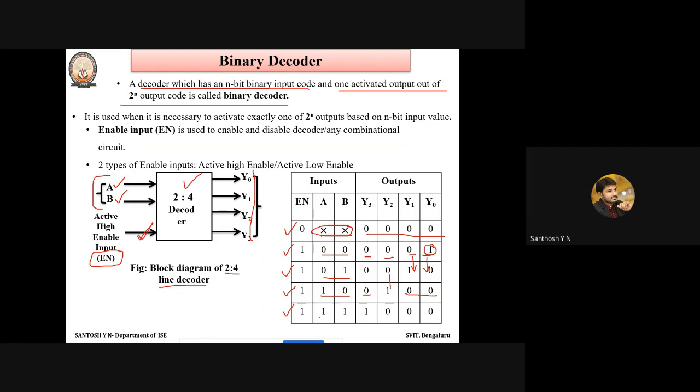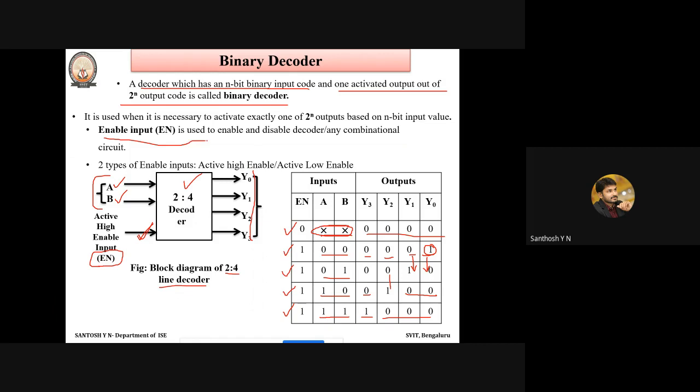And if my values, that is A and B, are 1 1, it means Y3 is 1 and the rest are all zeros. Okay, so this is how you have to analyze a 2 to 4 line decoder. That is what they have explained here.